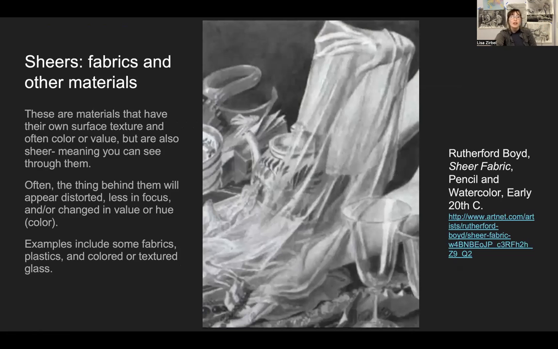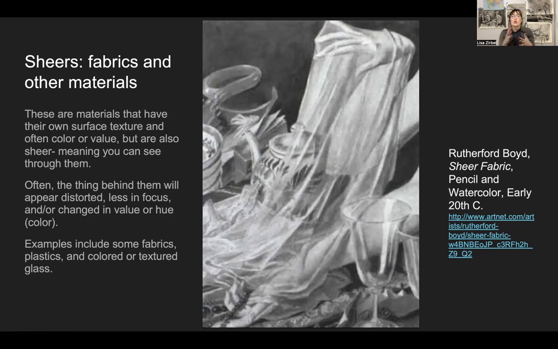And sheer fabrics are materials that have their own surface texture, but also you can see through them, so you can see the thing beyond them. So again, that's somewhere in the middle, but closer to responding to the texture that it comes from. So if we're looking at this fabric right here, this is darker than a completely transparent piece of glass, but it's not quite dark enough to cover up all of those objects beyond it. So again, it's somewhere in between, but also you see a lot more of the fabric than you do the objects behind them.